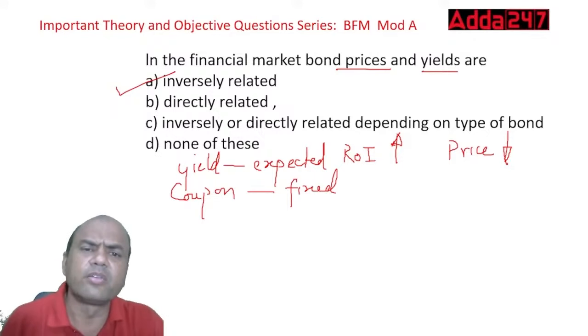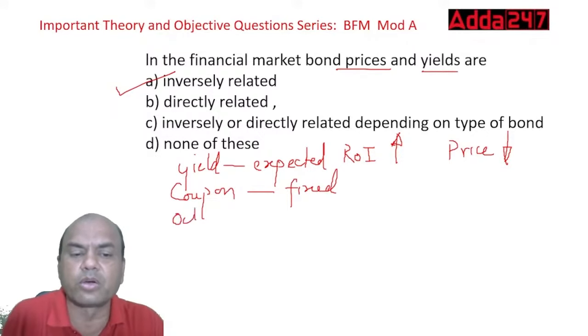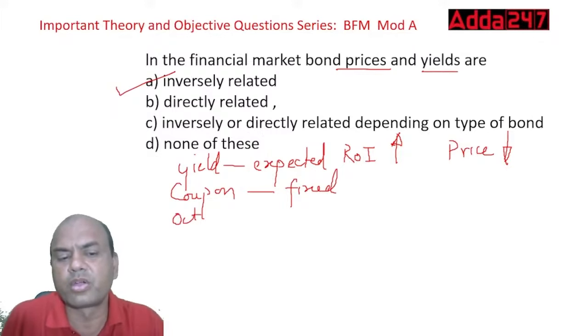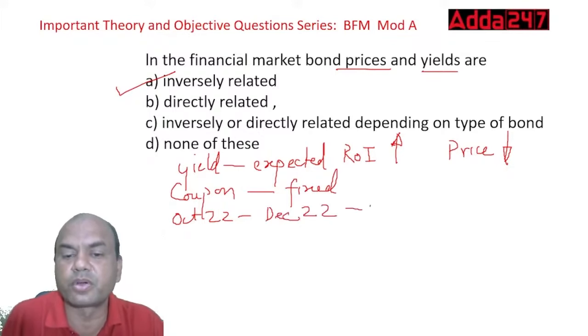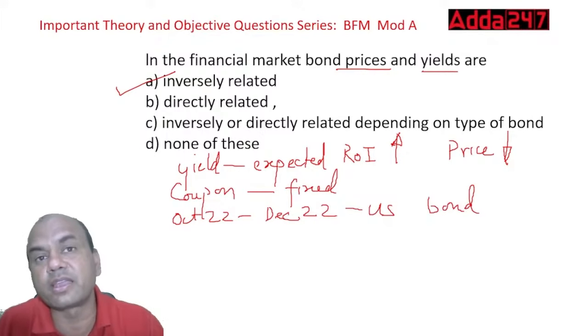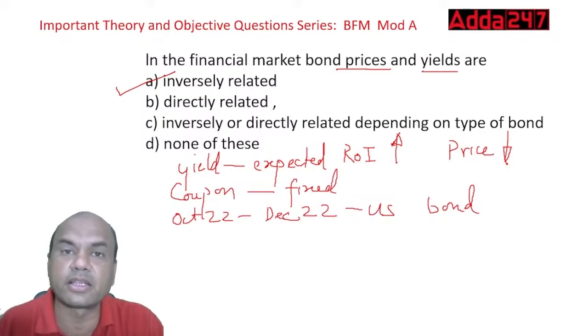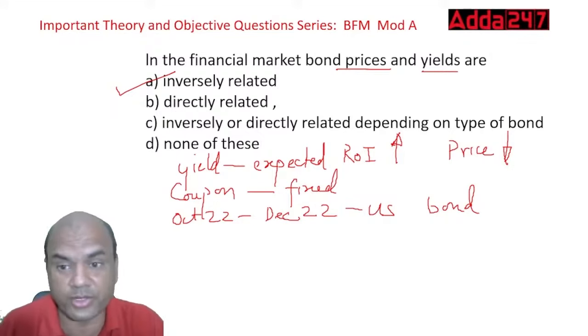You see this, what happened from October 22 to December 22. Just type on Google and check the US bond rates, you'll get this. In the US, the prices of the bond fell like anything. Why? Because the Federal Reserve increased the rate of interest. So that was the point.